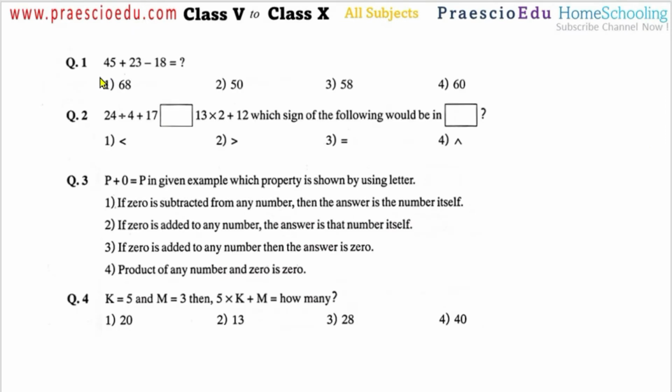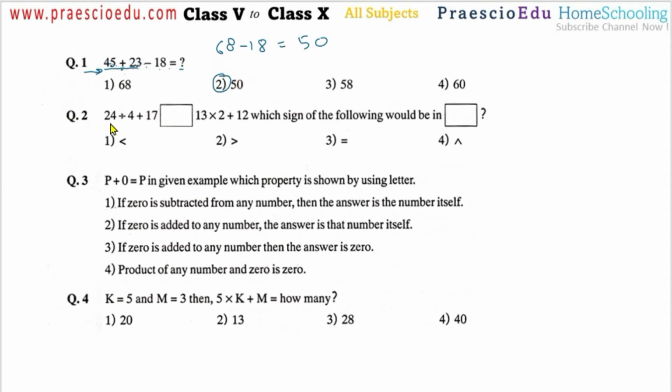Question number one, 45 plus 23 minus 18 is equal to how much? From the left side, which is first addition, so first we will carry out this one. 45 plus 23: 40 plus 20 is 60, and then 5 plus 3 is 8, so 60 plus 8 means 68. Now 68 minus 18 means 50, and this is shown in option number 2.